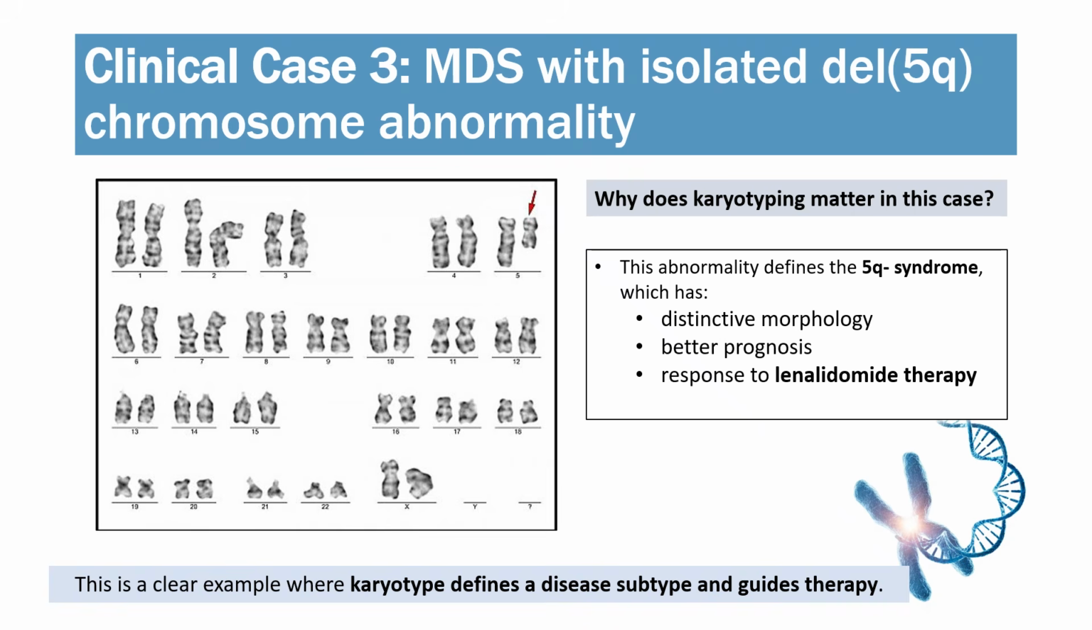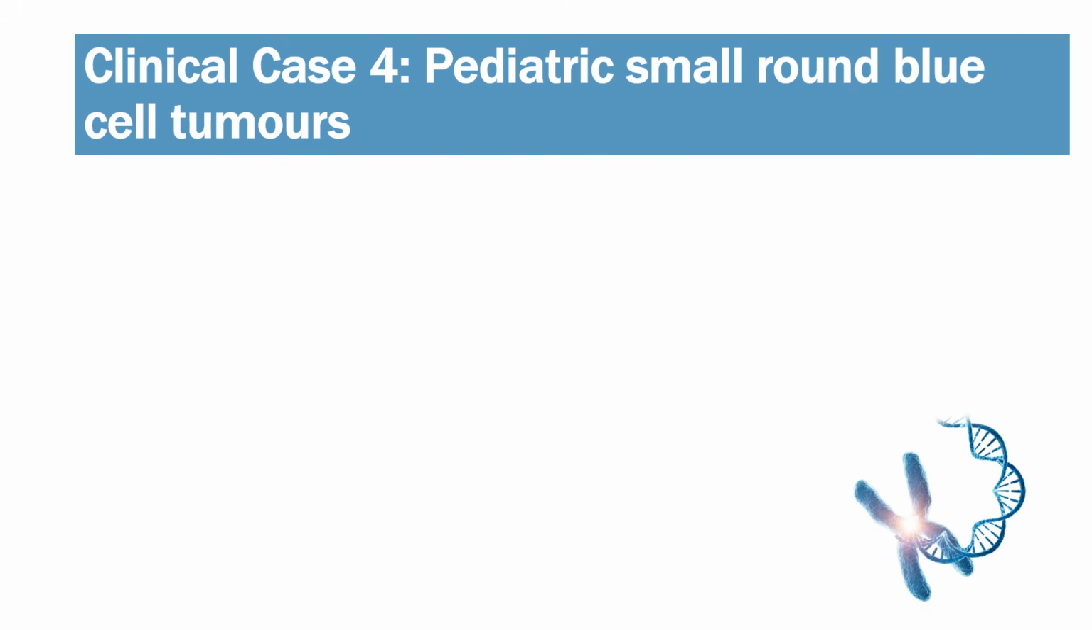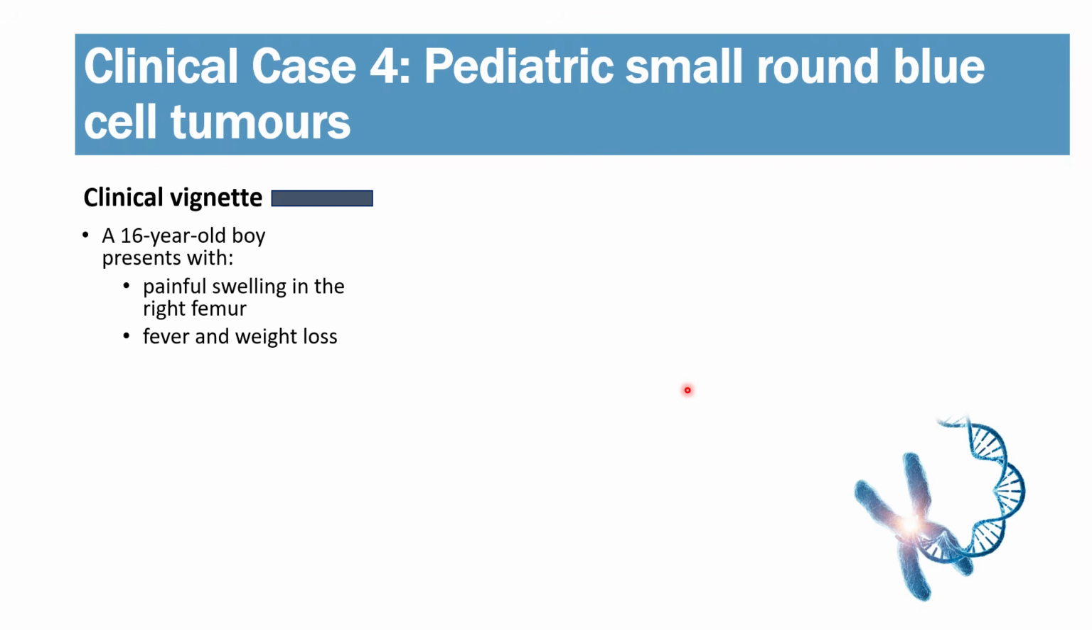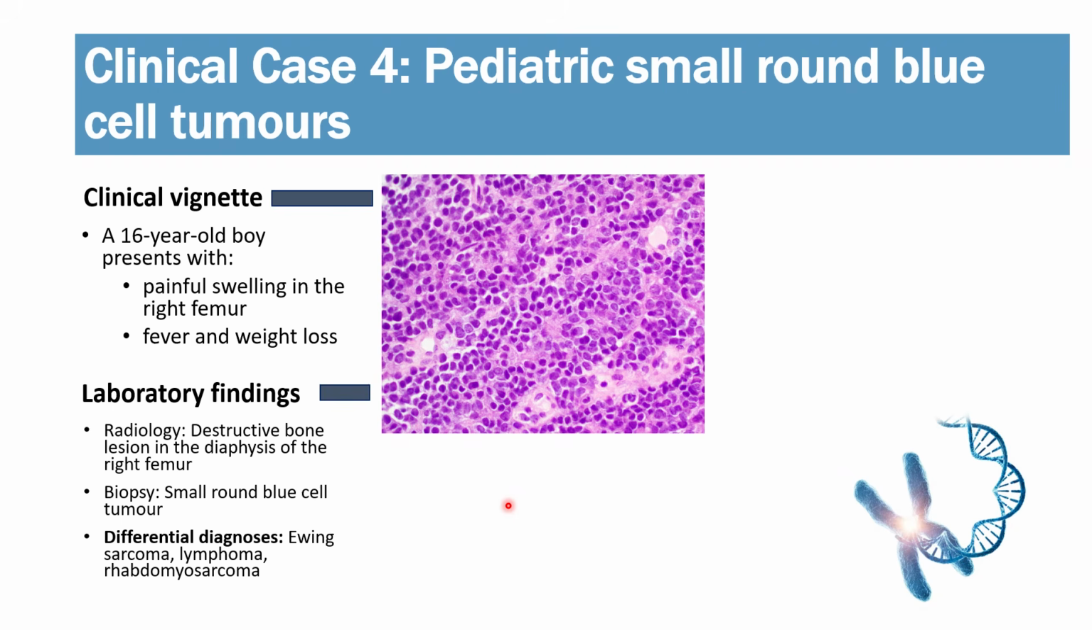Now, let's move on to some other non-hematological cases. This is a typical case of a 16-year-old boy who presented with painful swelling in the right femur with fever and weight loss. The radiology showed a destructive bone lesion in the diaphysis of the right femur, and the biopsy showed the presence of a small round blue cell tumor.